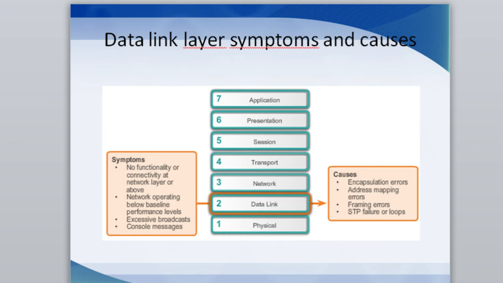Now we have data link layer symptoms and causes. Some symptoms are that there is no functionality or connectivity at the network layer or above. It can also be that your network is not performing according to what your baseline told you it would be. There can be excessive broadcasts or, again, console messages.